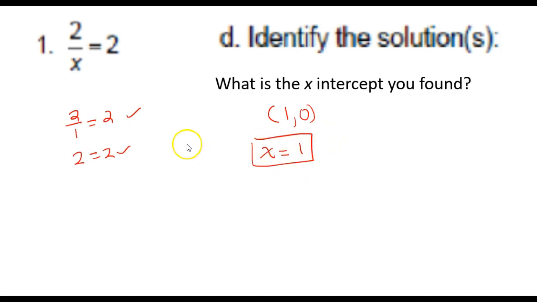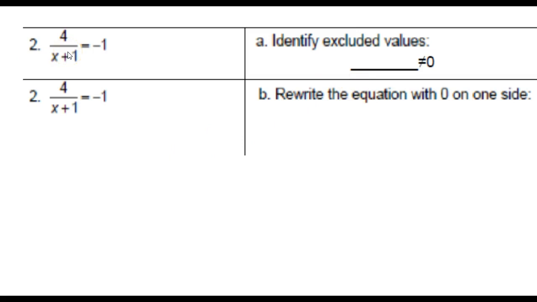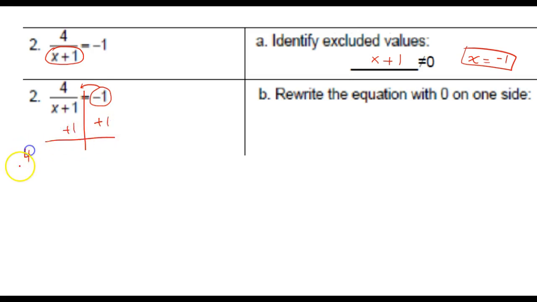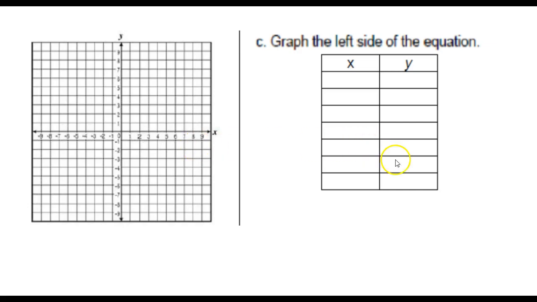All right. Moving right along, we also did this one on the worksheet. So we set our denominator equal to 0. We found that x could not be -1. I then had students rewrite the equation so that the -1 is on the other side. What's the opposite of a -1? Positive 1, right? So that would be 4 over x plus 1 equals 0.